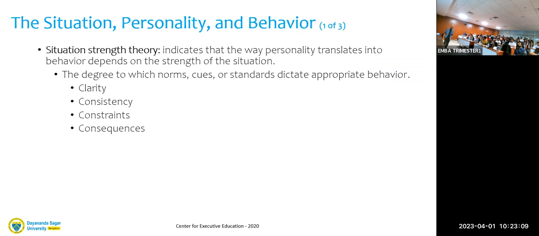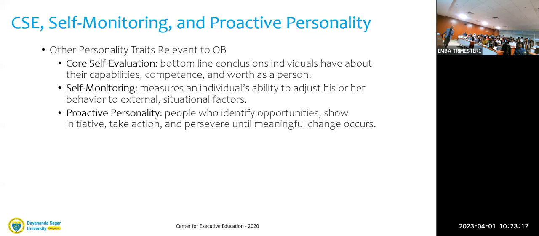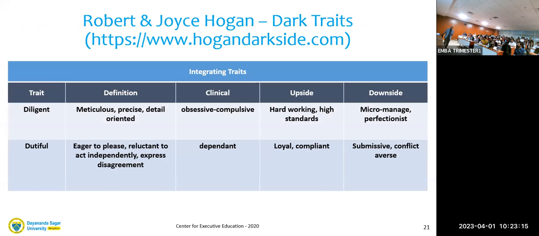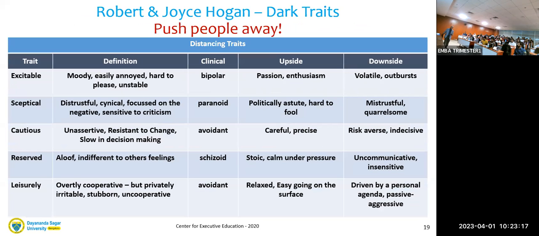And so you can be bipolar actually. Because you can on one hand be very excitable, the other hand you can slip into depression very, very easily. And the upside is passion and enthusiasm. The downside is volatile outbursts. So obviously you want to be passionate and enthusiastic. You do not want to have volatile outbursts.